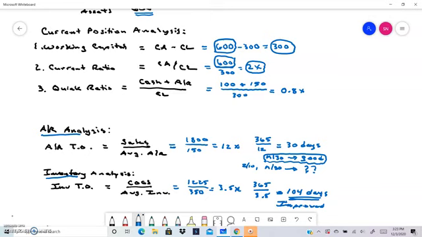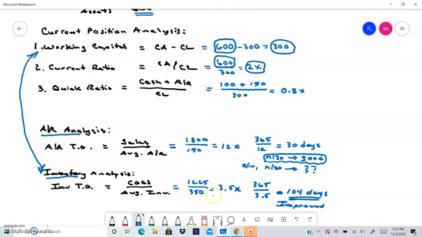our liquidity look better. So in that case, there's definitely a trade-off here between having a lot of current assets, which looks good in our current position analysis, but which, when we look at our inventory analysis, is actually a bad thing. So that's, again, something to keep in mind.